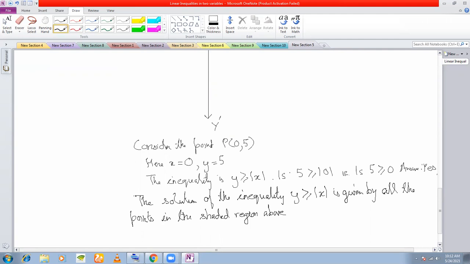Yes, sir. I ask you a question. Instead of y greater than or equal to mod x, if the inequality was simply y greater than mod x, then what would have been the solution?